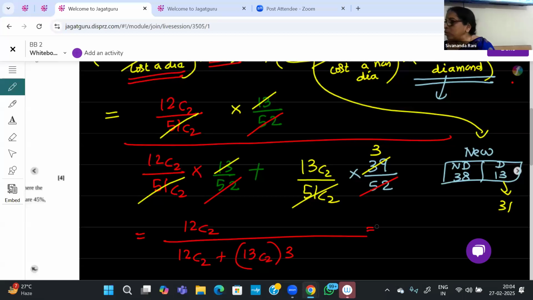What did you get? 12C2 is what? 12C2 will be 12 into 11 by 2. What will be 13C2? 13 into 12 by 2. That is nothing but 78. 78 into.